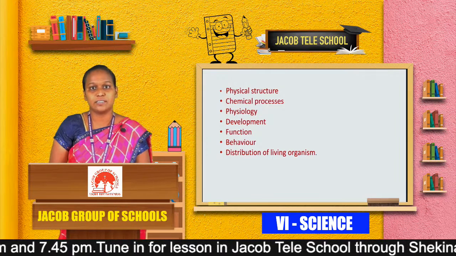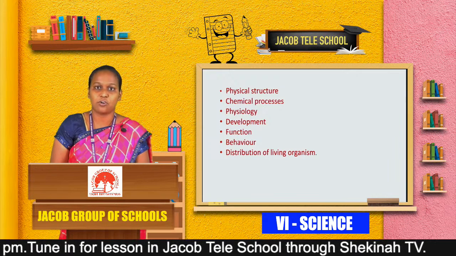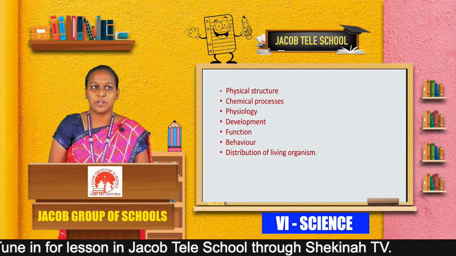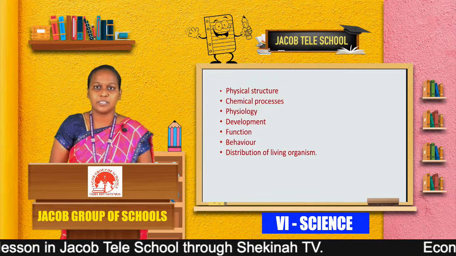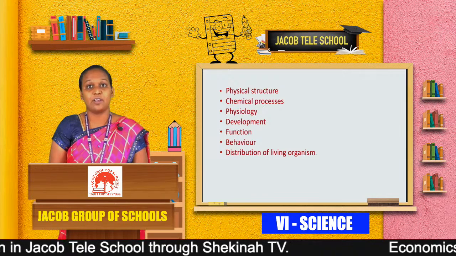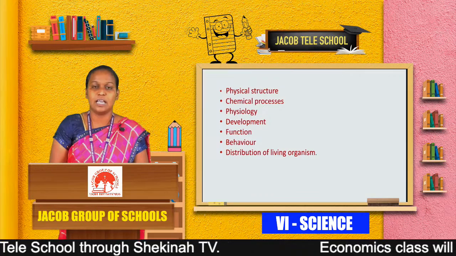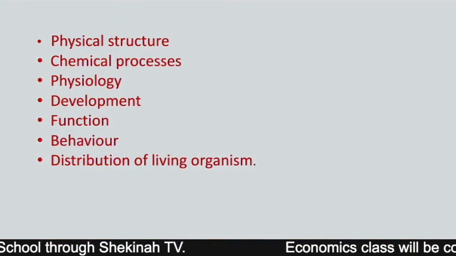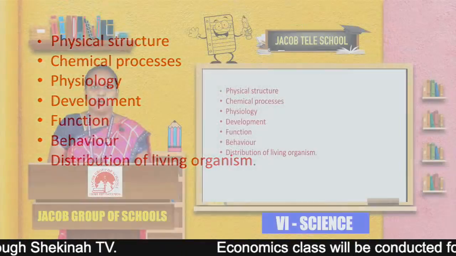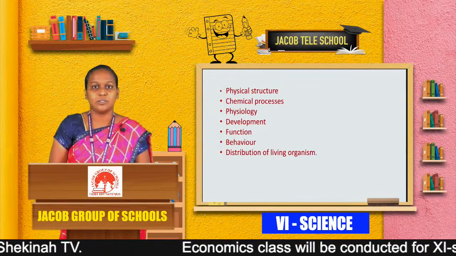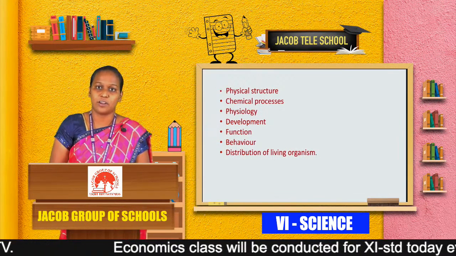First one, physical structure. Physical structure na enna udal amaippu, the entire structure of an organism. And the next one is chemical process. Chemical process means chemical reaction takes place inside and outside of an organism. Next, third one is physiology. Physiology means the entire body parts of an organism. And development. Next one, development means enna solvana valarchi, how the organism grows. And next one is function, செயல்பாடுகள், the body parts, how the body parts of an organism works.